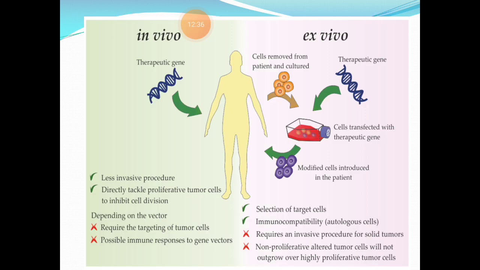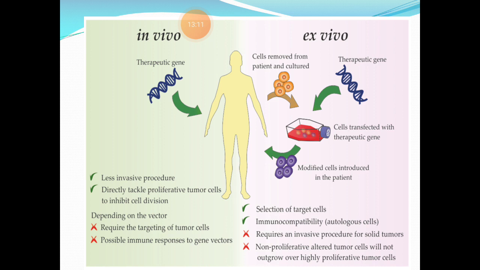This plate gives a comparative account of in vivo gene therapy with ex vivo gene therapy. So here is the patient. Therapeutic gene is directly introduced into the body of the patient. This is a less invasive procedure. It directly tackles the proliferative tumor cells to inhibit cell division. But the drawbacks are that it requires the targeting of tumor cells, and there are possible immune responses to gene vectors.